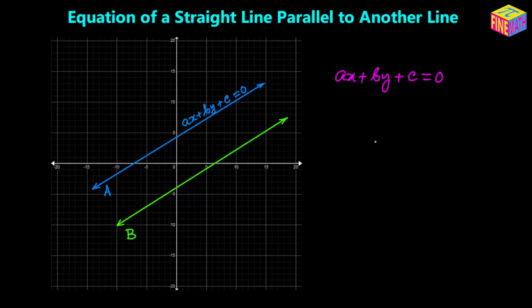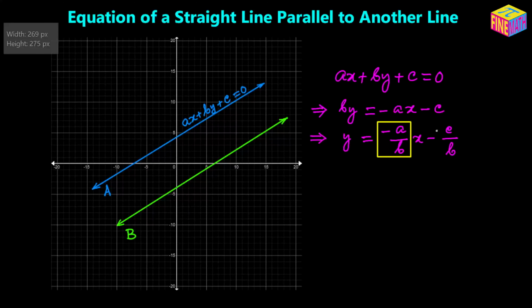So in this case, what is the slope of the given line A? Well, let's try to convert this into y equals mx plus c form. So from here, can we write it like this? We can say b times y is equal to negative a times x minus c. And from here, if we divide both sides by b, then we get y equals negative a over b times x minus c over b. So what is the slope here? Well, here the slope is actually negative a over b. That's the slope. And negative c over b, that's the y-intercept.